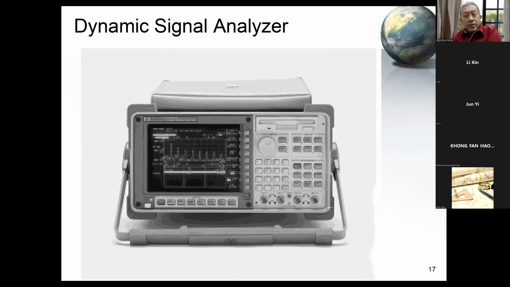To measure and observe the data, you need a dynamic signal analyzer. This equipment was available in the laboratory last time, but now it's broken, due to the very old system. We tried to buy a new one, but it's quite expensive. Nowadays, if you buy a National Instruments or any Arduino card, you can simply display on your laptop, instead of buying this very expensive equipment.